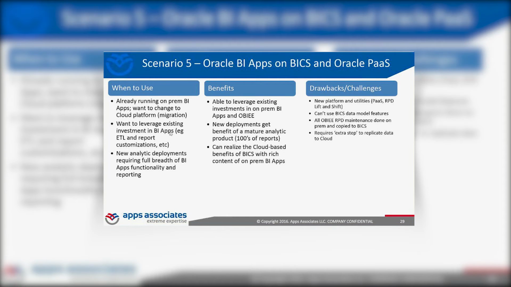So drawbacks, challenges, well, there's some new platforms and utilities, but not new in the sense of brand new or not trusted and tried, but relatively new, let's say. So Platform as a Service and RPD, but there are many customers using both of these. You can't use the BICS data model features. You're using OBIEE and running that through.